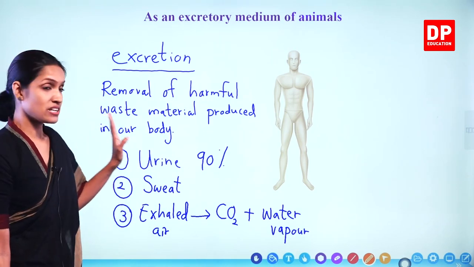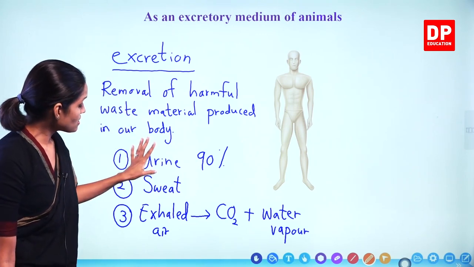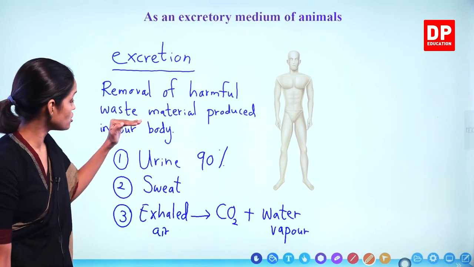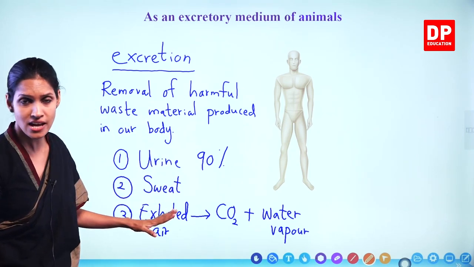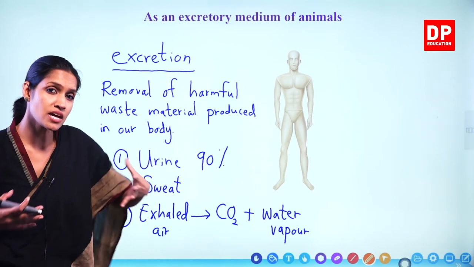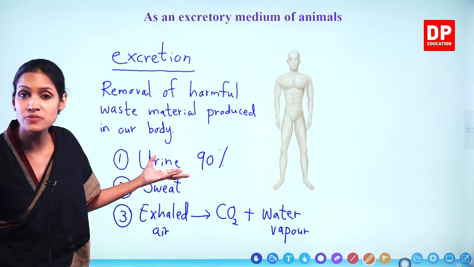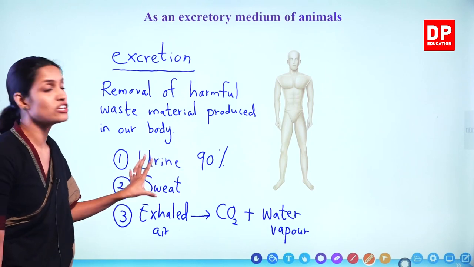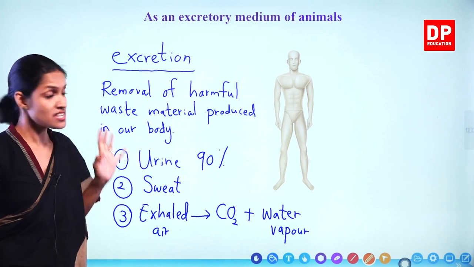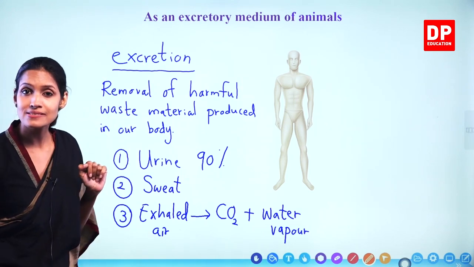Understand? So it's very clear that when it comes to excretion, there are three different types of substances produced: urine, sweat and exhaled air. By all these three types, harmful substances are removed from your body. When it comes to urine and sweat, the main substance present is water, and even in exhaled air, some amount of water vapor is present. That is how water is very important as an excretory medium of animals.